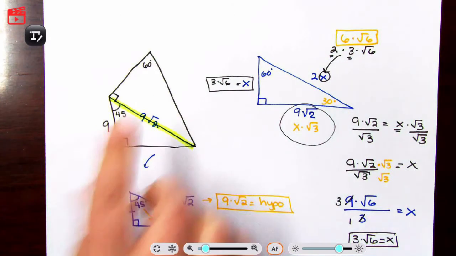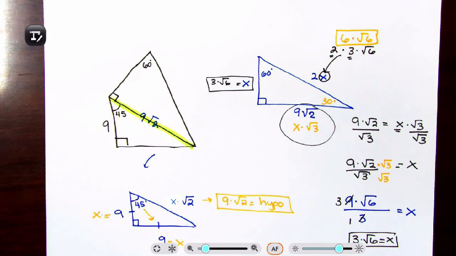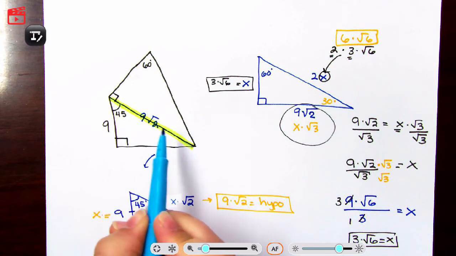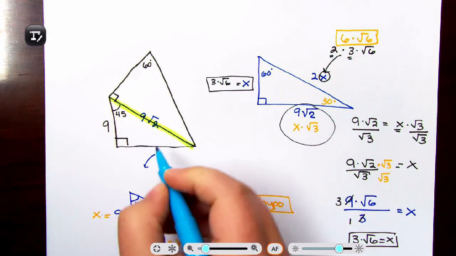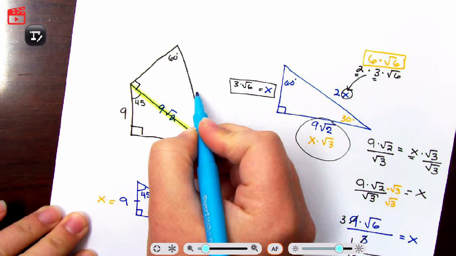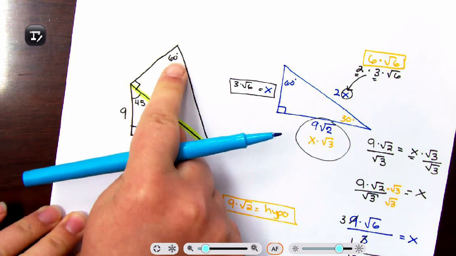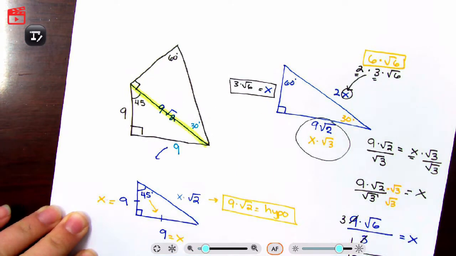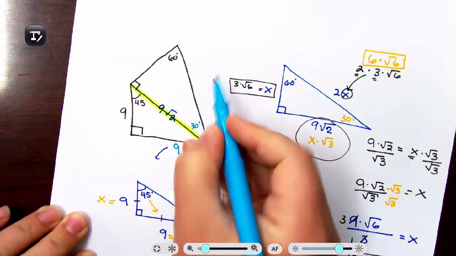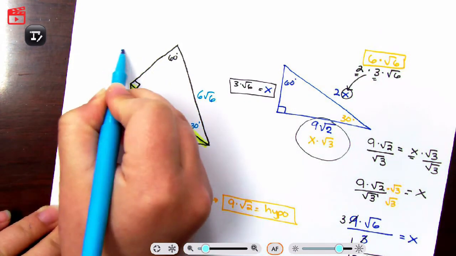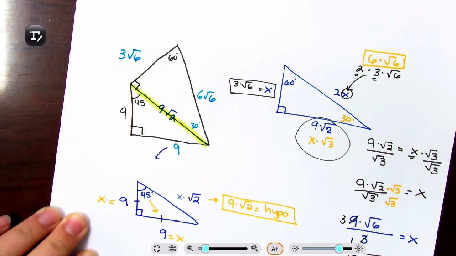So let's go back into our original and mark everything up. We have already indicated that the shared side is 9 root 2. This side here was 9. This side here, which was the hypotenuse of the 60, 90, 30 triangle, that hypotenuse was 6 root 6, and the short leg was 3 root 6.